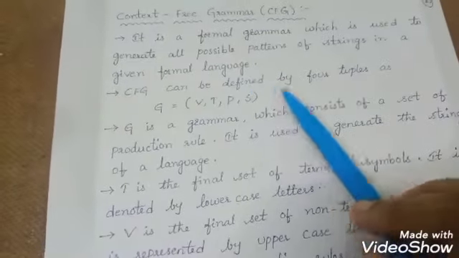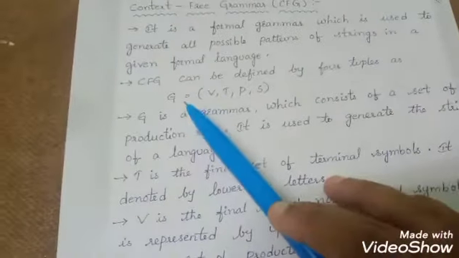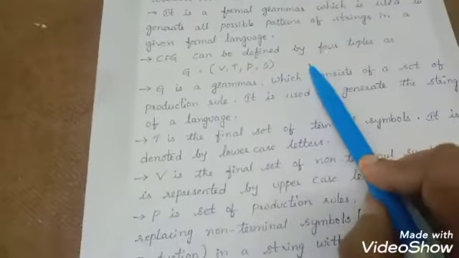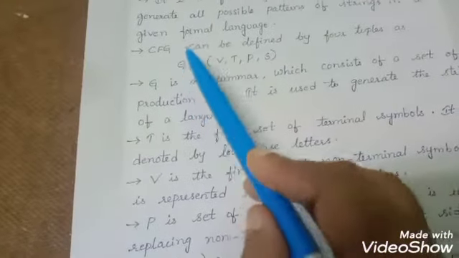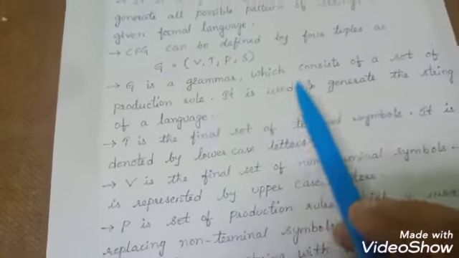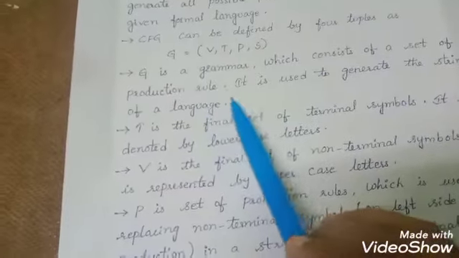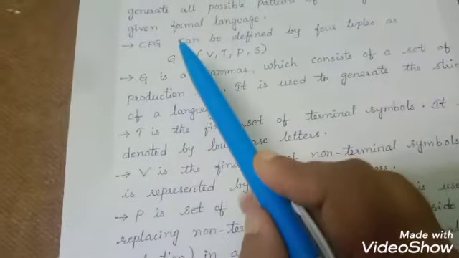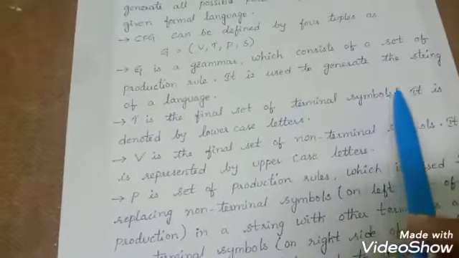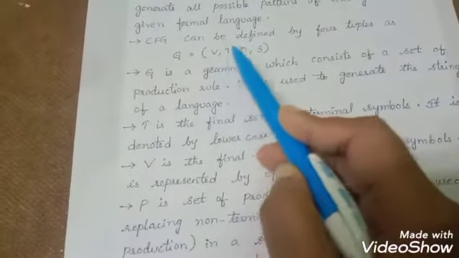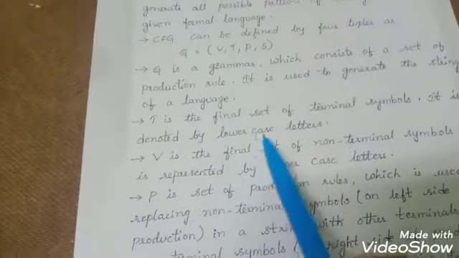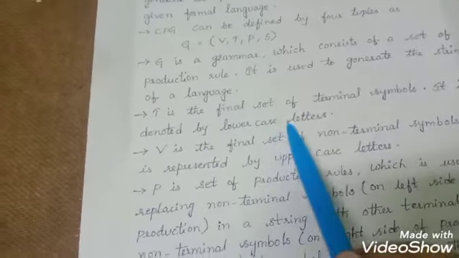It can be defined by using four tuples, that is, grammar G = (V, T, P, S). Here G is the grammar, which consists of a set of production rules. It is used to generate the strings of the language. T is a finite set of terminal symbols. Terminal symbols are denoted by lowercase letters, small alphabets.